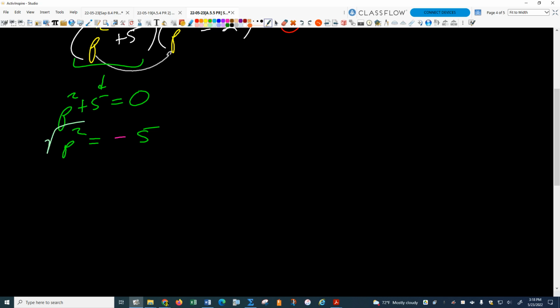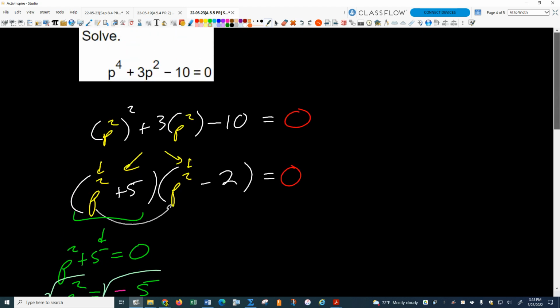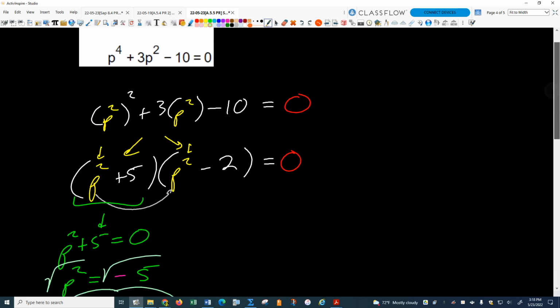So p equals plus or minus 5i. Good. Because I've got the square root of negative 5, so that's going to give me 5i. So there are 2 solutions. How many should I get total? 4, because it's a 4th degree polynomial equation, right?